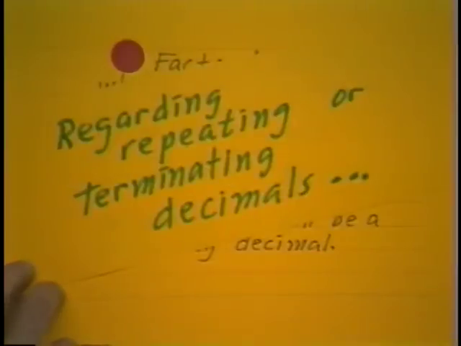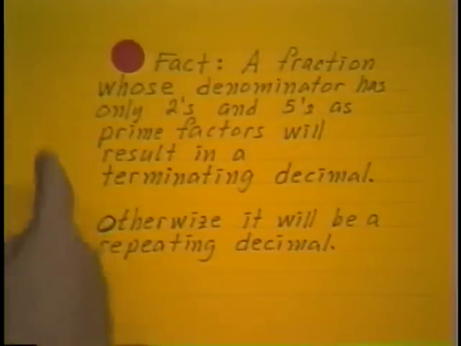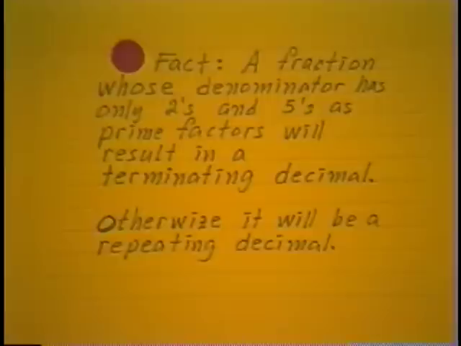Here's an interesting fact regarding repeating or terminating decimals. The fact is this: a fraction whose denominator has only 2's and/or 5's as prime factors, that is divisors, will result always in a terminating decimal. All others will be unending repeating decimals. Interesting fact. Let's look at some examples.